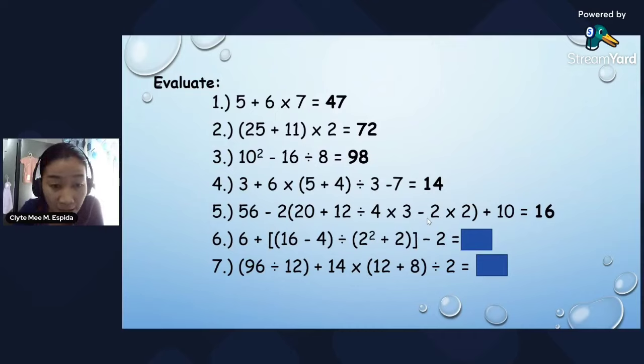25 times 2 pa pala. 25 times 2, that's 50. Then you have 56 minus 50 is 6 plus 10. So 6 plus 10 is 16.